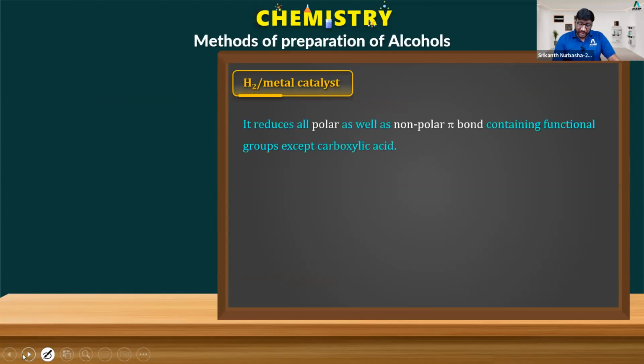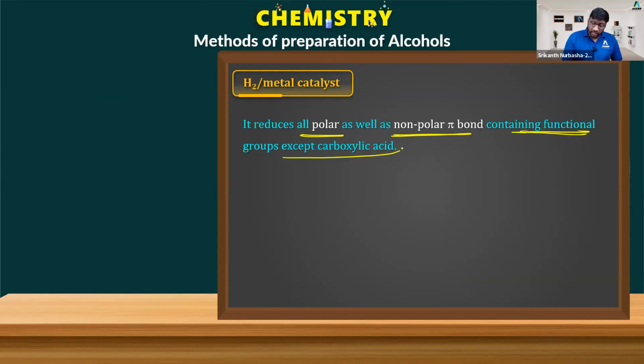H2 in the presence of a metal catalyst. As I have told you, it reduces all polar as well as non-polar pi bonds. Non-polar pi bonds means alkenes and alkynes. It reduces all polar as well as non-polar pi bond containing functional groups except carboxylic acid.